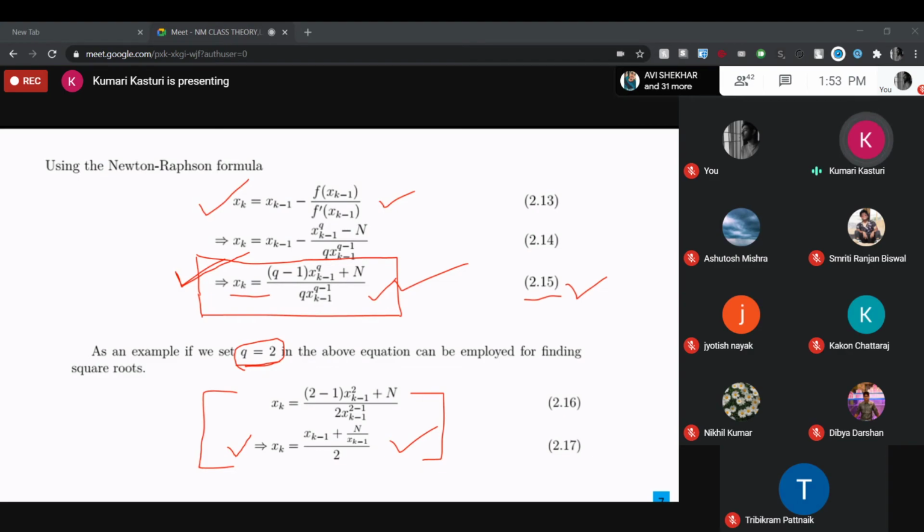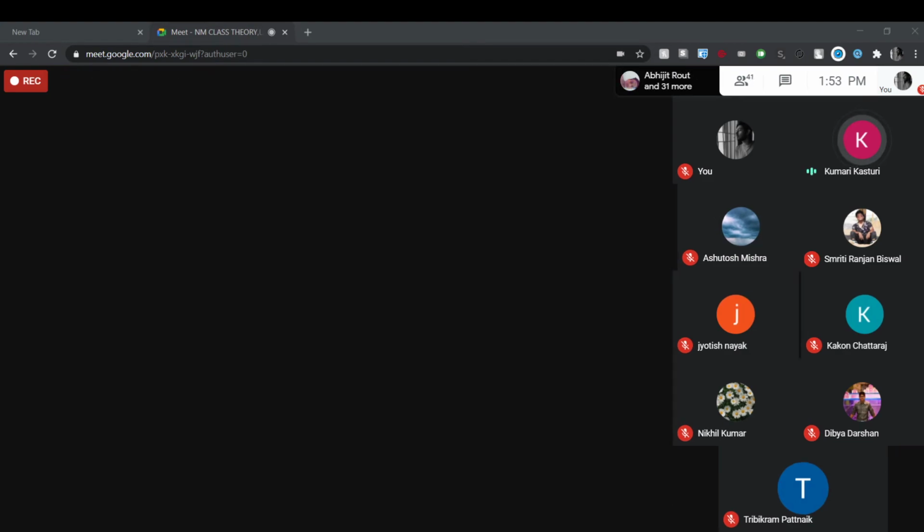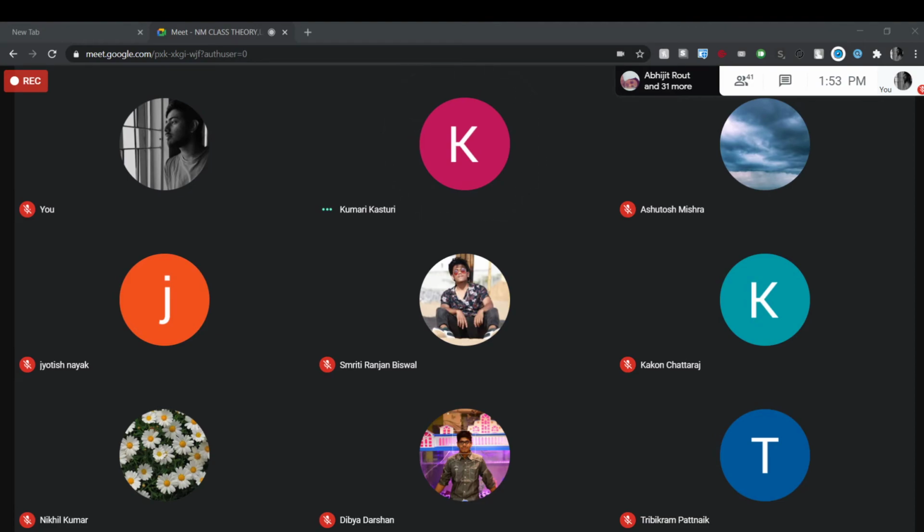Complete. Just a second. So next class we will solve the question on this Newton-Raphson's method. Then you can see how to find the solution.